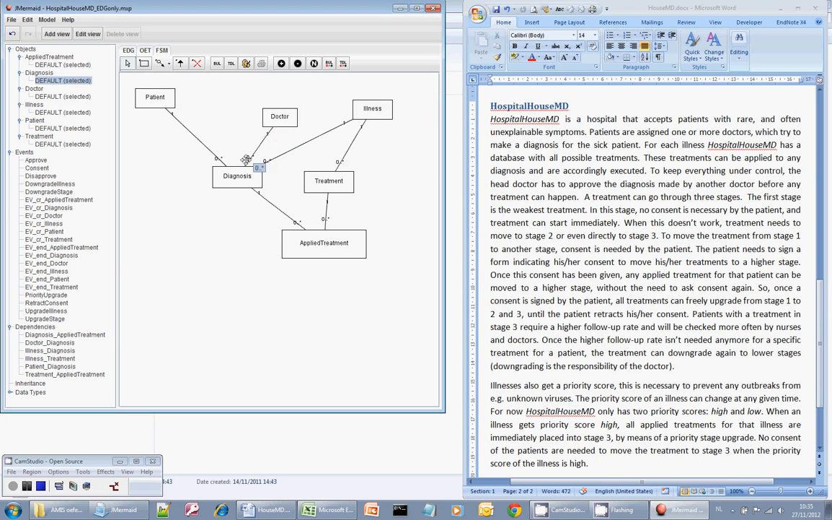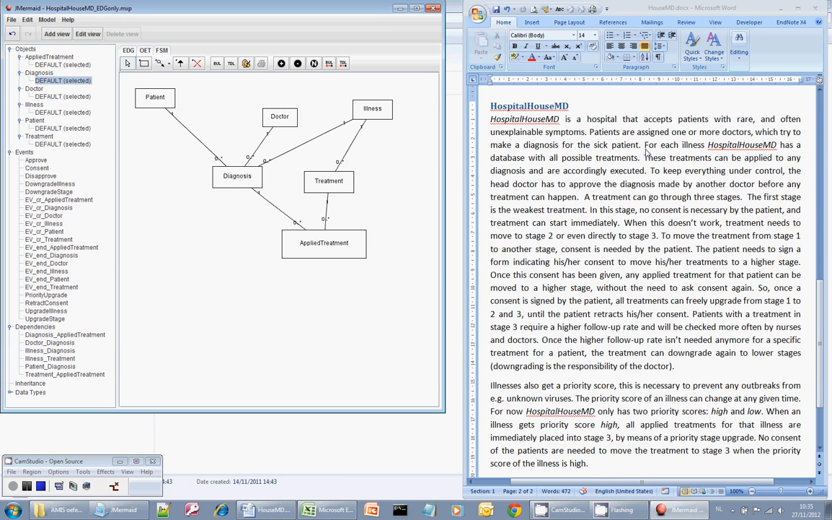A doctor can pose zero to many diagnoses for one patient. A patient can have zero to many diagnoses, each one posed by a doctor, and for a particular illness. And an illness has zero to many diagnoses that are posed for that illness by a doctor for a patient.